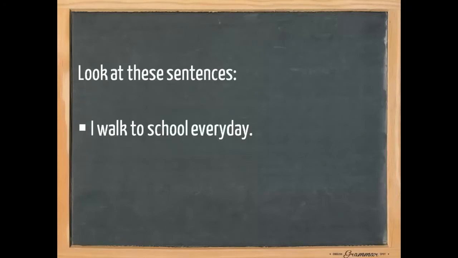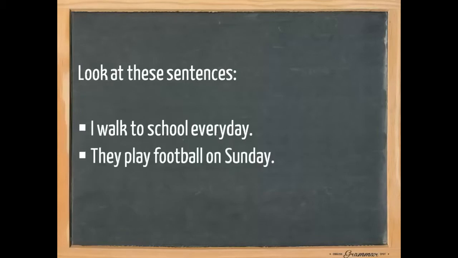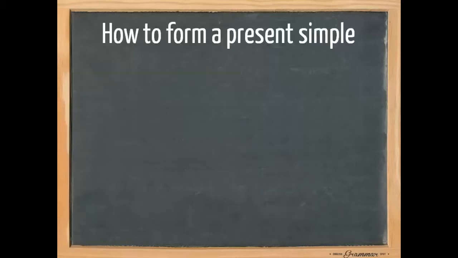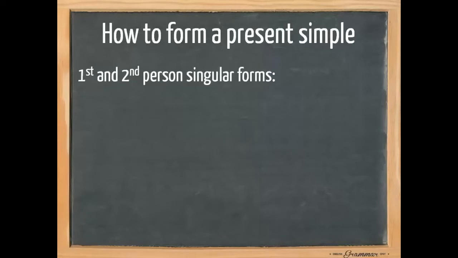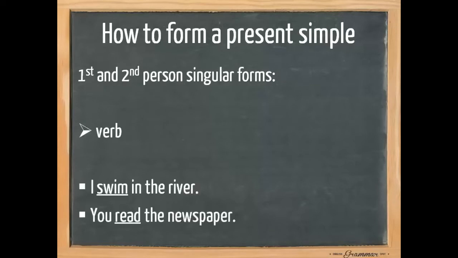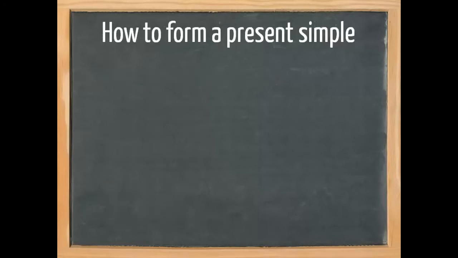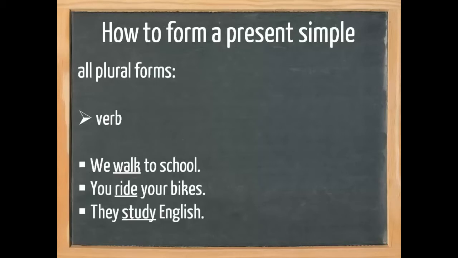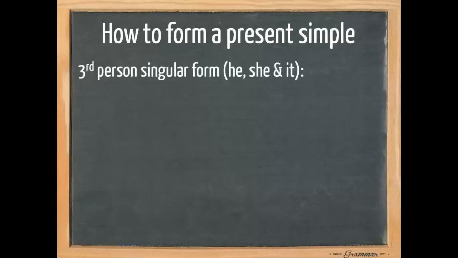Take a look at these sentences. I walk to school every day. They play football on Sunday. Both these sentences are in the present simple tense. How to form a present simple? For the first and second person singular forms, we simply use the infinitive form of the verb. For example, I swim in the river. You read the newspaper. For all plural forms, we do the same. We use the infinitive form of the verb. We walk to school. You ride your bikes. They study English.